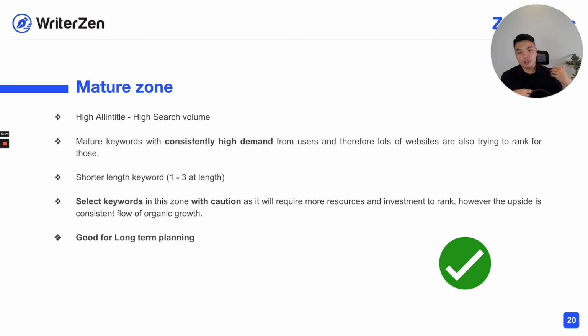You will have a consistent flow of organic growth. These are the keywords that you will eventually always have to target, even if you don't rank, because you want to show Google that you know your stuff, right? You know about this keyword, and you're also trying to give value to your users, right? They're very good for long-term planning, right? So when you start your SEO strategy, this is the zone your keywords should belong to.